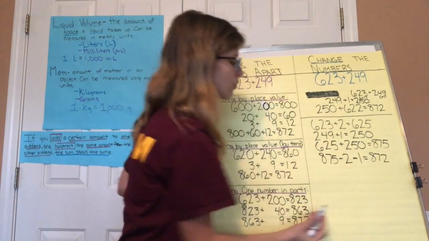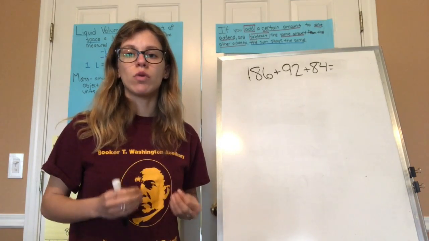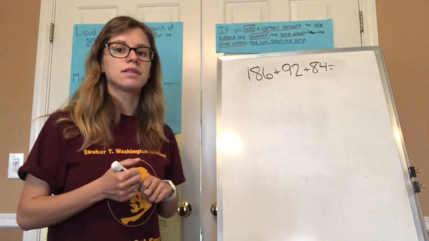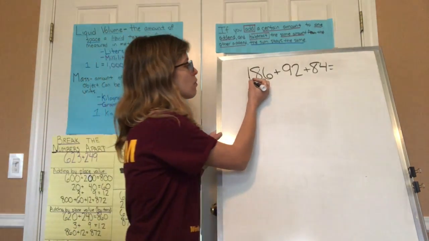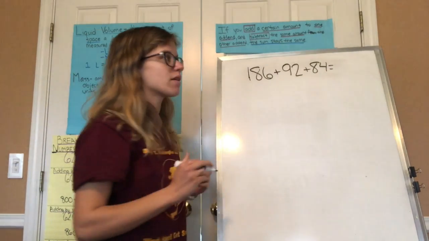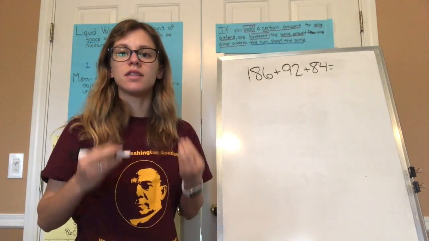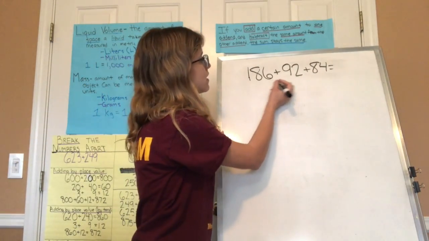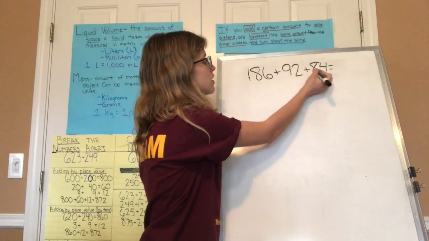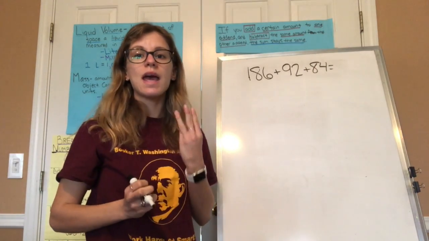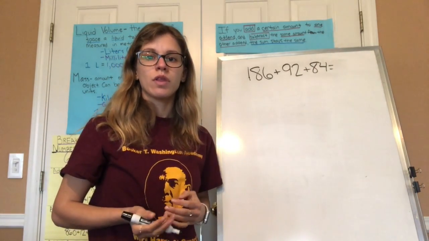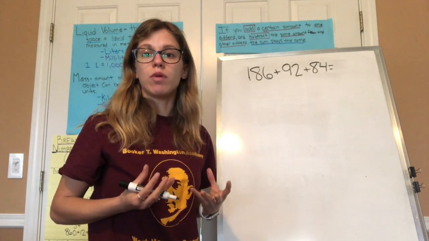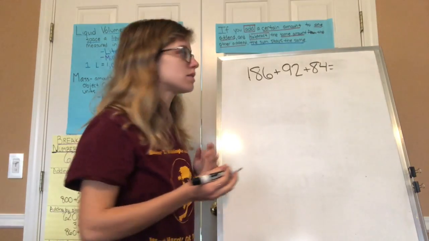872. Over the next few days, we're going to be working on problems that have to do with multiple addends. And when I say multiple addends, I mean multiple numbers that are being added together. Because remember, an addend is a number that's being added together. So 186 plus 92 plus 84. That is 3 addends that I'm adding together. I need to solve this equation just like I would do with a normal problem that only has 2 addends.